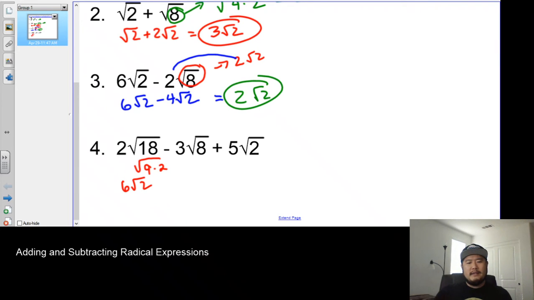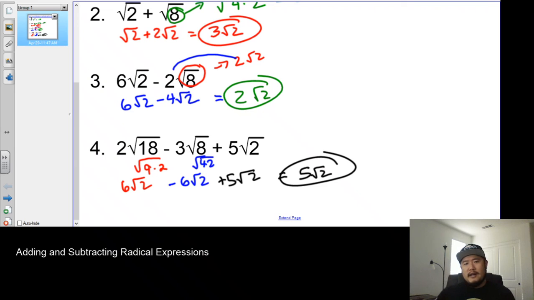With the square root of 8, two factors of that are 4 and 2. The square root of 4 is 2. Multiply that with the negative 3, so we will have negative 6 rad 2. And there's nothing more we need to do with the 5 rad 2. So we have 3 terms. We're going to subtract first, and then add things together. 6 rad 2 minus 6 rad 2 cancels out, and so what we're left with is 5 rad 2.